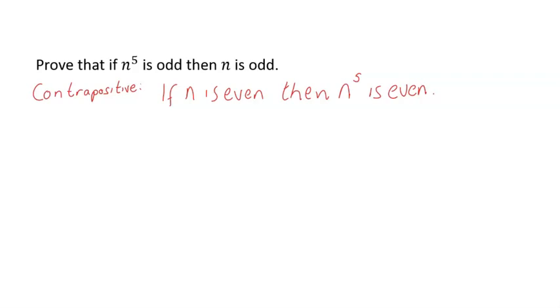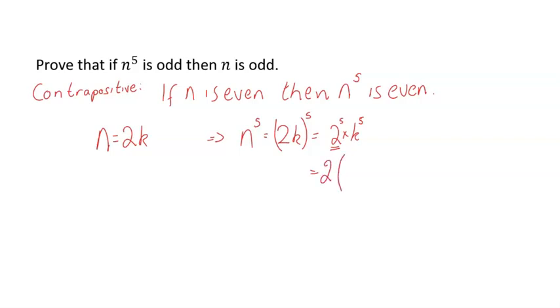Now I want to look at how I can work with it. I'm going to let n equal something in the format of 2k. 2k is always going to be an even number, so let's work with that. What that means is n to the power of 5 is (2k) to the power of 5. That's the equivalent of 2 to the power of 5 times k to the power of 5. If I factor out one of these 2s and keep it as 2, and put the rest of it in a bracket, that'll be 2 to the power of 4, which is 16, times k to the power of 5.